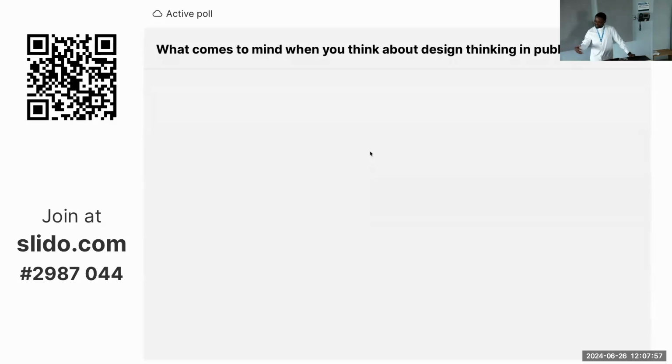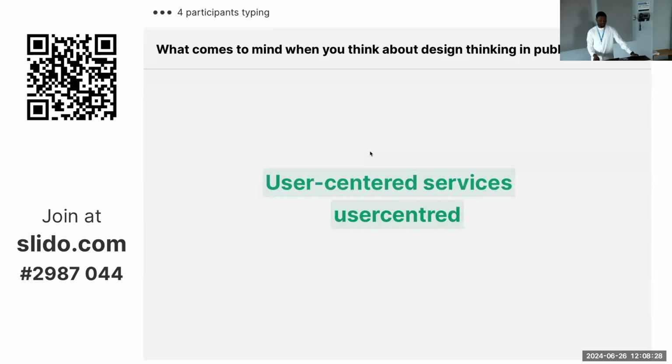Before we start, I'm now wondering what got you interested in coming. For those online and those in person, if you can also go on Slido. When you think about design thinking in public health, what came to your mind? You can use a few words, a phrase, just what comes to mind. You can just type it in the Slido, just a word or two. Sorry, I should have mentioned that.